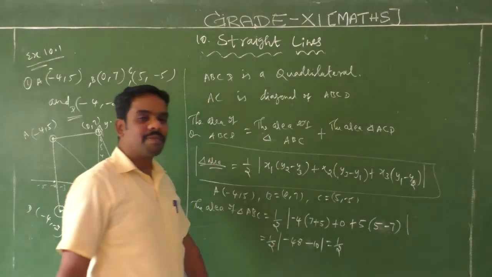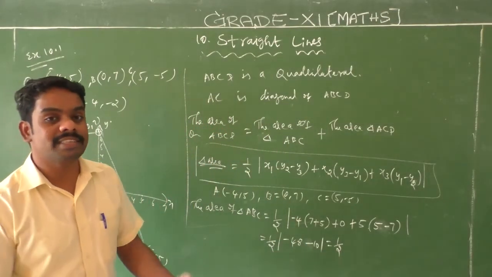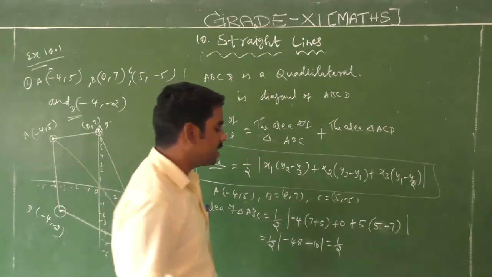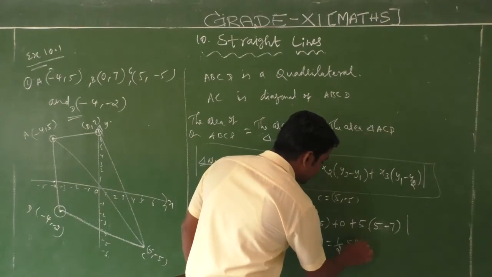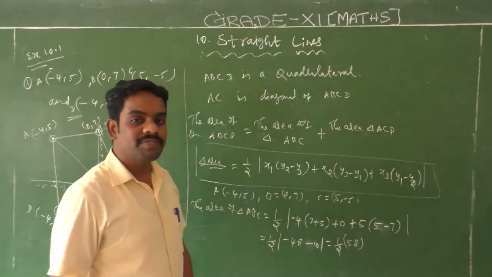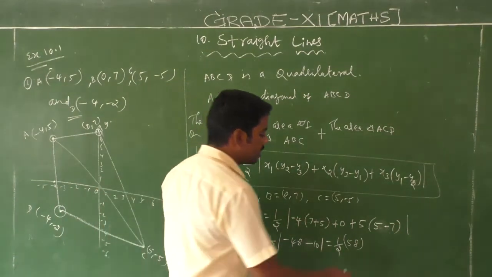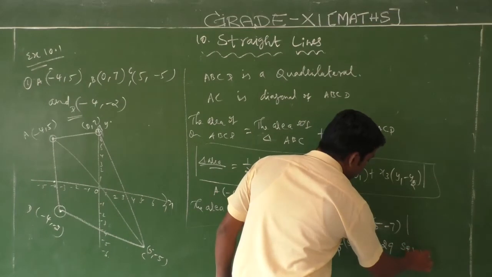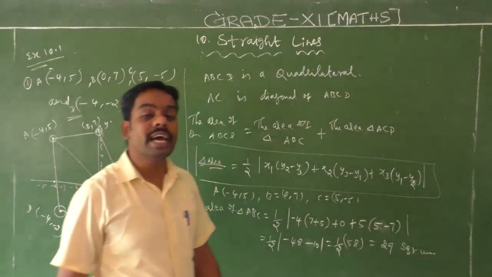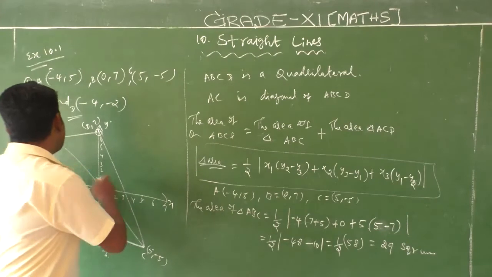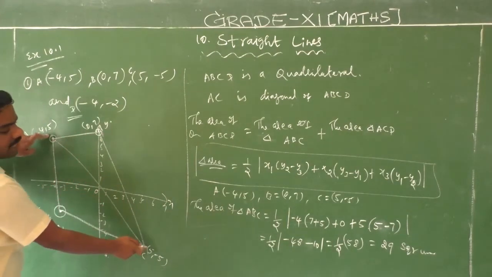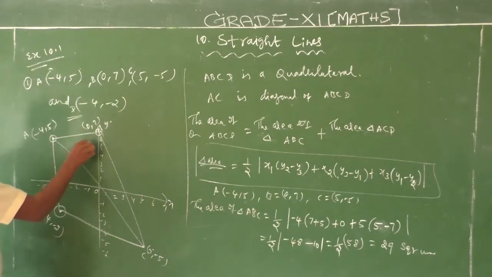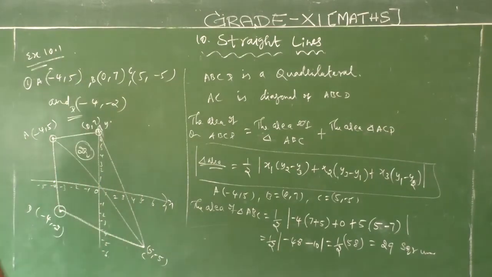This is equal to 1/2 of the modulus of minus 48 minus 10, so minus 48 minus 10 is minus 58. The modulus of minus 58 is plus 58, and 58 divided by 2 is 29 square units. So the area of triangle ABC is 29 square units.